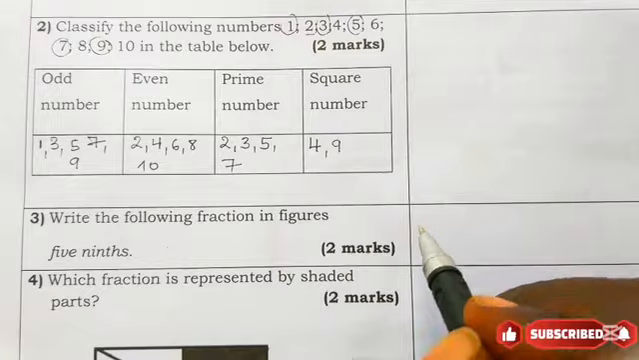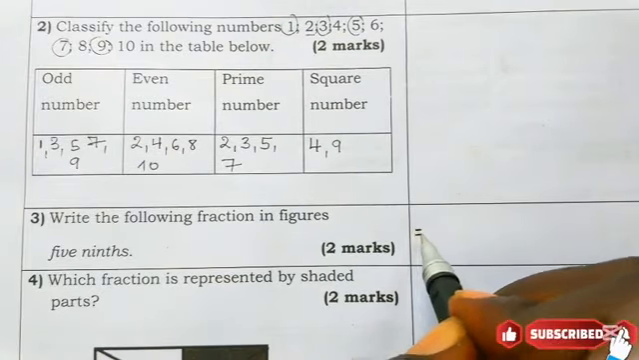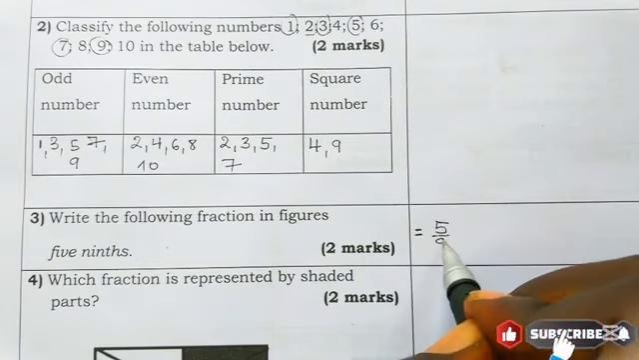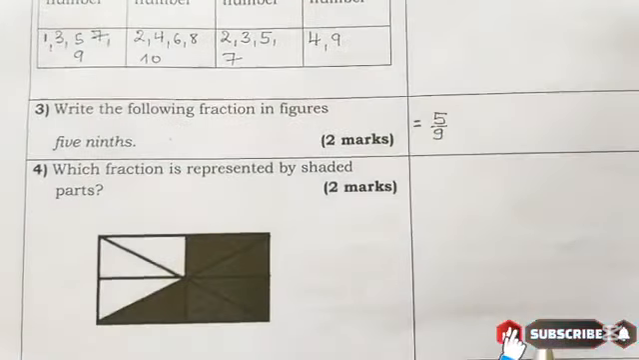Question 3. Write the following fraction in figures. We are supposed to transform them into numbers. We have five ninths, which means 5 over 9.